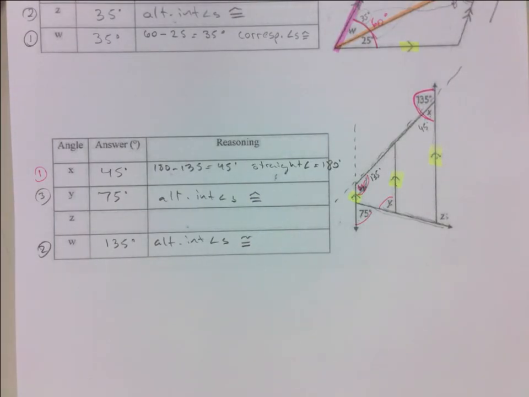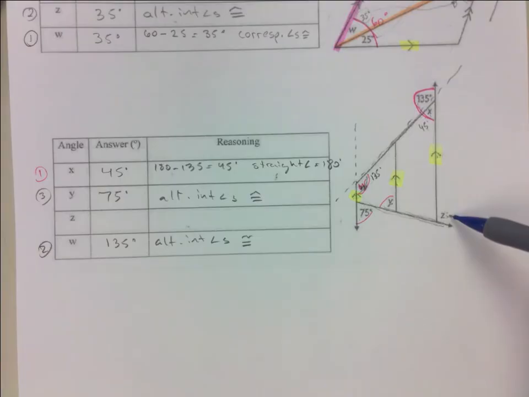Okay. And what else can I do? For Z, I'm actually right now somewhat stuck. I'm trying to think. Are these two something? They're both exterior, but they're not alternate exterior, so no. We got to do a little something here.